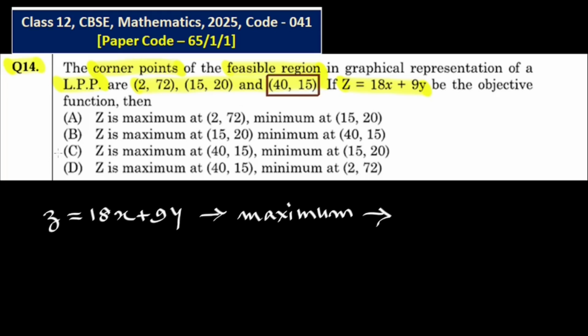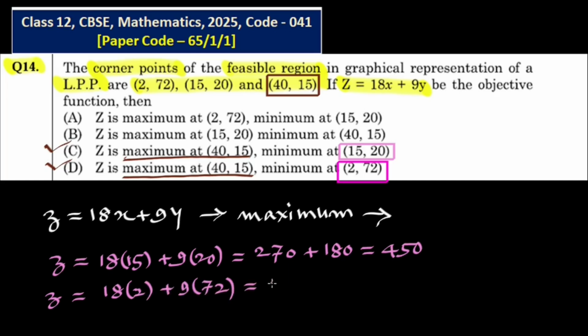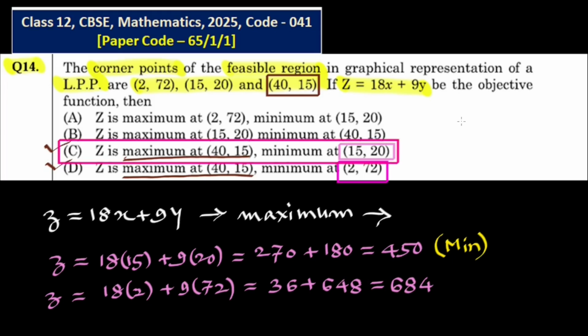So the answer will be either C or D, but for the minimum value we have to check Z equals 18 into corner points. (15, 20) gives 18 into 15 plus 9 into 20, 270 plus 180, 450, and for the corner point (2, 72) Z gives 18 into 2 plus 9 into 72, 36 plus 648, 684. 450 is minimum, which implies the correct answer is option C.